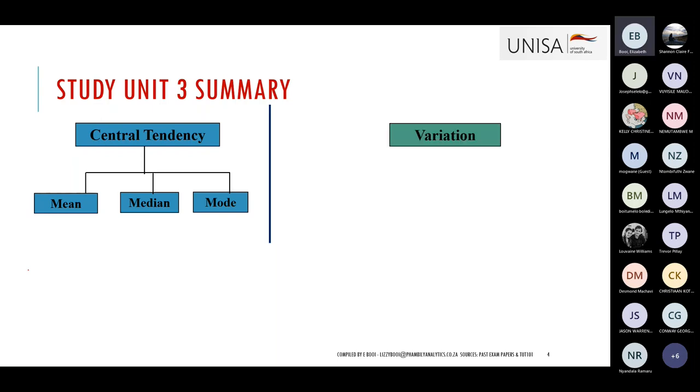In terms of the variation, what are the measures of variation? Measures of variation tell us the spread of our data, how diverse or how dispersed our data is away from the mean. So what are the four measures of variation that we work with in STA 1610? What are those measures of variation?